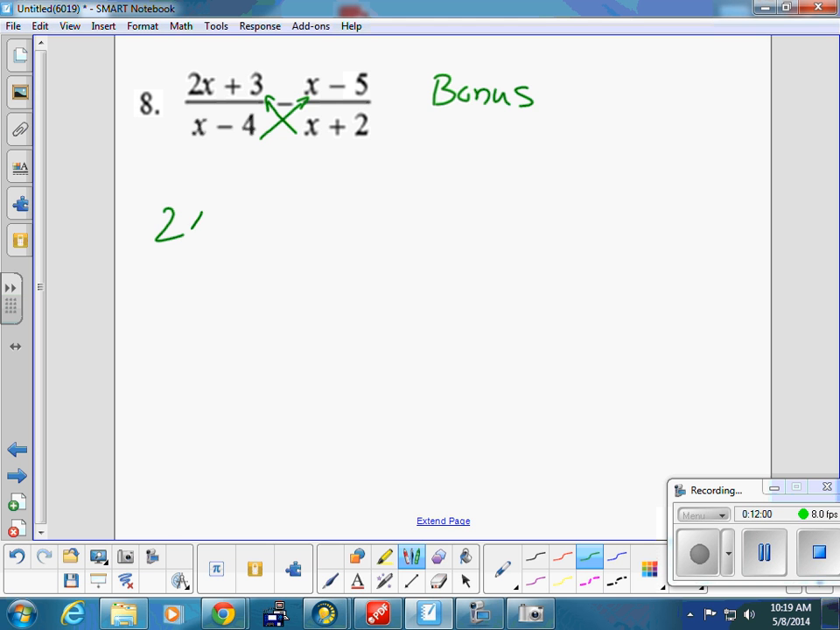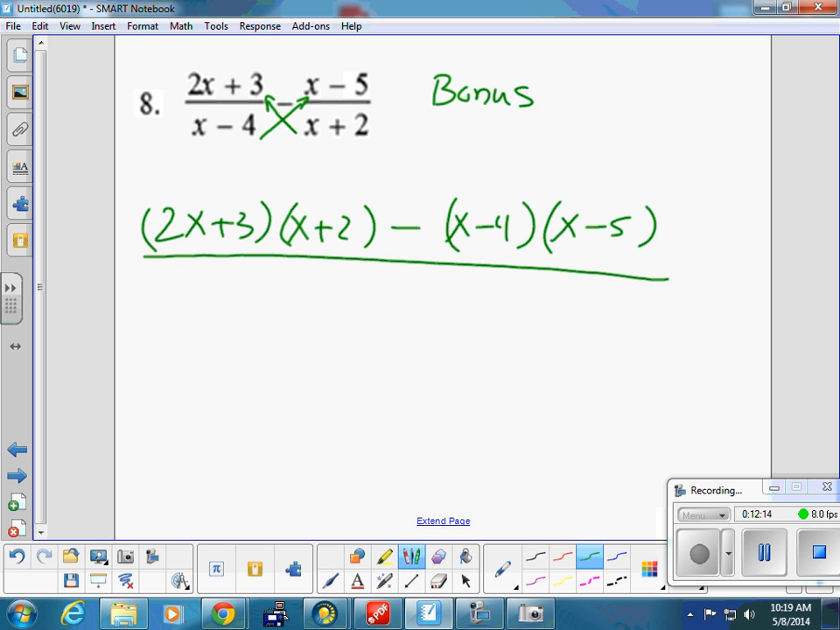So we're going to have 2x plus 3 times x plus 2. And then we multiply this up, x minus 4 minus x minus 4, x minus 5, all over x minus 4, x plus 2. Now this is a little bit difficult question because you need to FOIL this out. So I'm going to FOIL this out or use the box method.